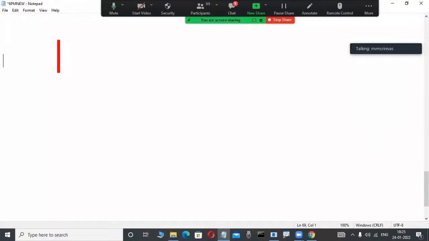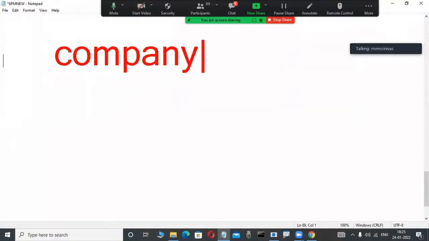Suppose here one company is there. Don't write it. Simple scenario. In this company, so many departments are there. Two departments, for your understanding purpose. IT is a department, and HR is also a department. For example, based on our knowledge, HR is a department.